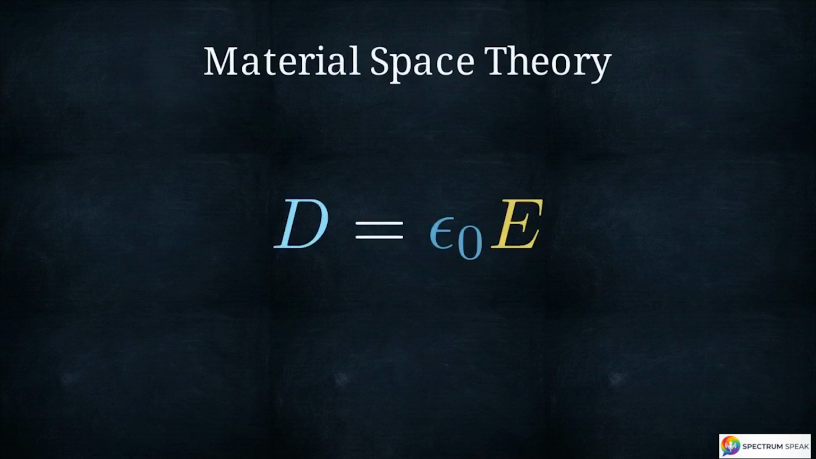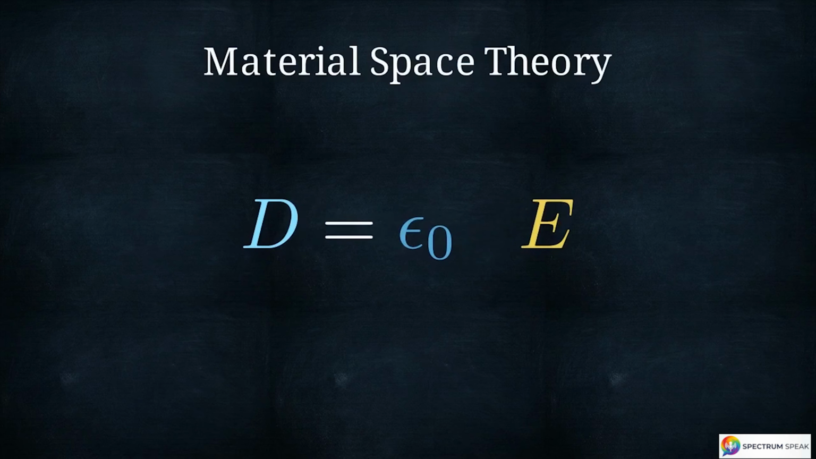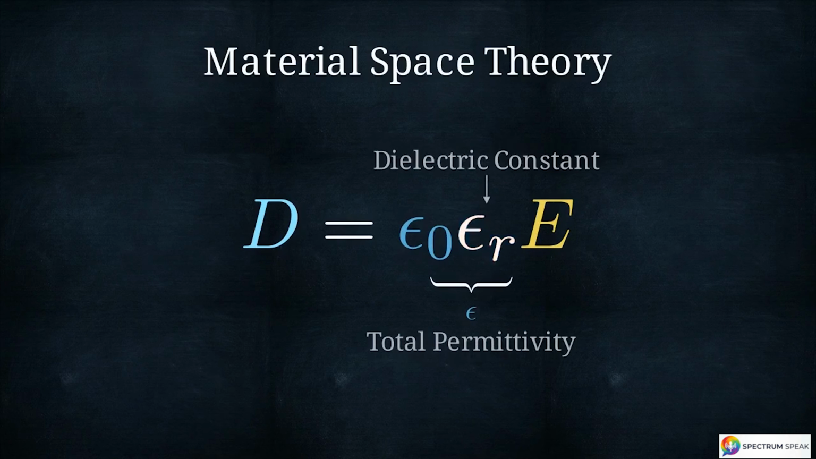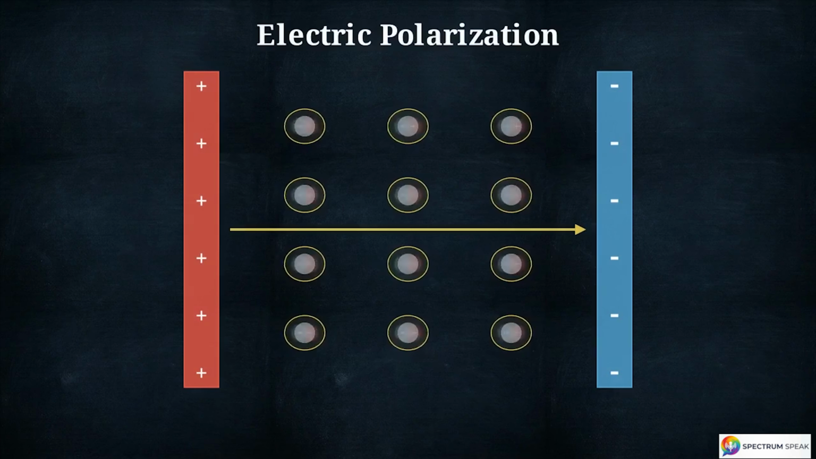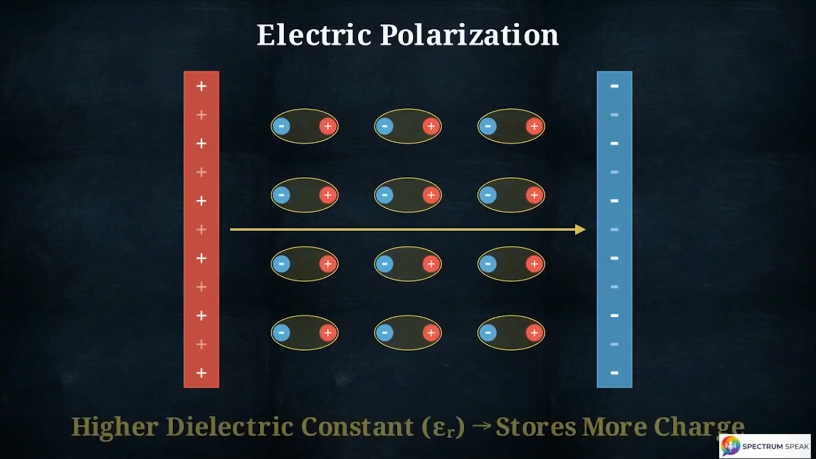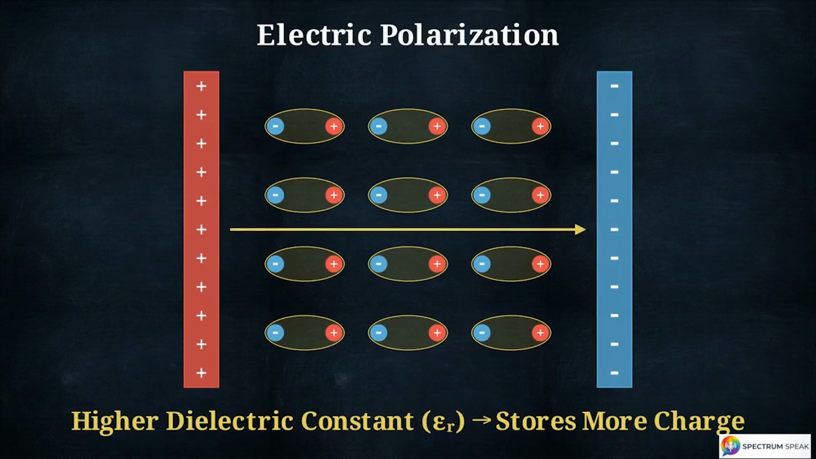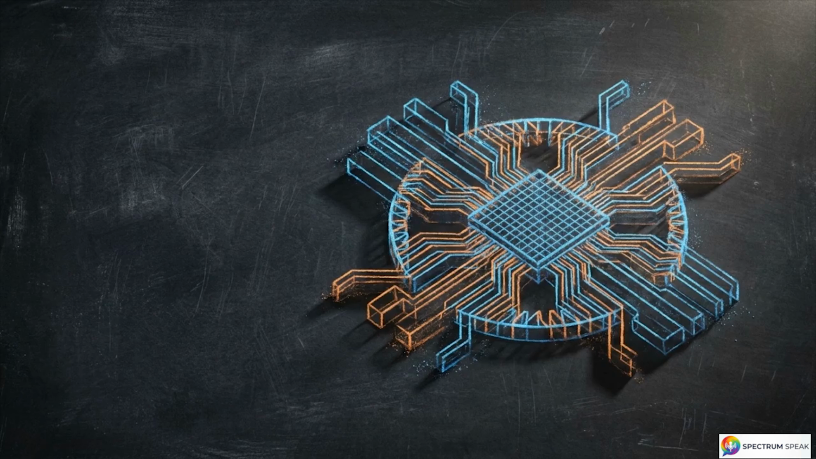Recall from vacuum theory, electric flux density, D, equals the permittivity of free space times the electric field. To adapt this for physical matter, we multiply the free space constant by the material's dielectric constant, epsilon r. This maps exactly how material space responds. A higher dielectric constant means the material has a greater ability to become electrically polarized and store more charge. This is exactly why selecting the right dielectric is a critical step in modern semiconductor design.